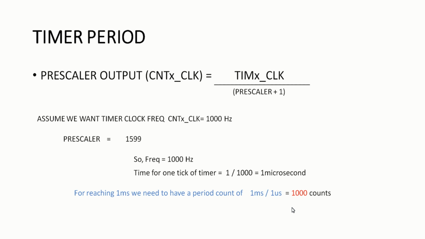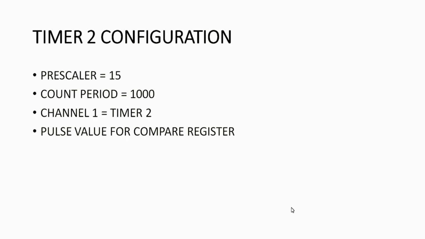This is the process of the timer as we studied so far, and these are the configurations that we need to do for configuring the PWM wave. I am setting the prescaler to 15 for running the timer at 1 megahertz, and I am setting the count period to 1000 for setting the timer period to 1 millisecond. I am going to configure timer 2 channel 1 in PWM generation mode, and we are going to use the compare register also in this PWM mode.